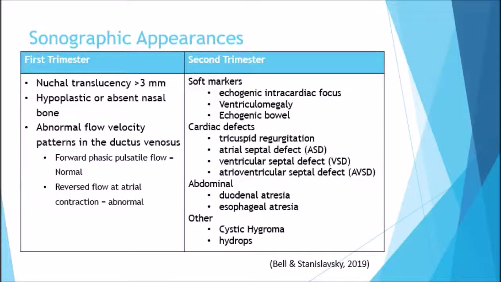It is important to note that you will not see all these sonographic appearances with Down syndrome. You will most likely see a combination of a few sonographic appearances. For example, you may encounter a combination such as a nuchal translucency greater than 3 mm and an echogenic intracardiac focus. At this point, further investigation is recommended.